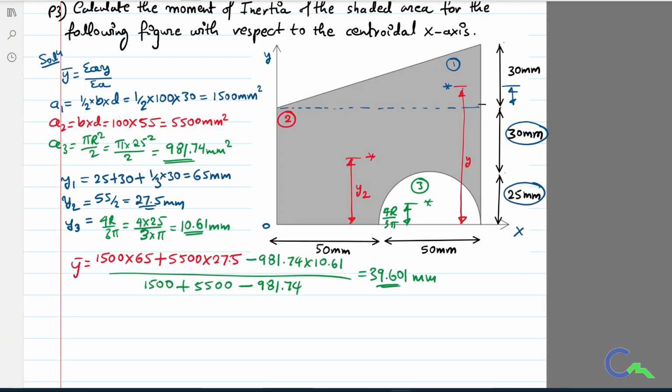So once I get the centroidal axis, we can locate it here. We can see in the figure that this is at a distance of 25 mm, so for 39.6, I can locate it somewhere here. That is the x horizontal axis. There is no need to locate CG because I am not calculating the x bar value. I calculated only the y bar value, and y bar we got is 39.601.